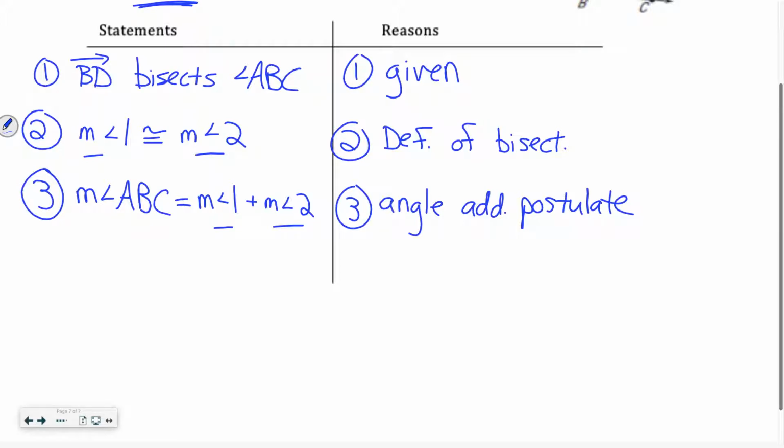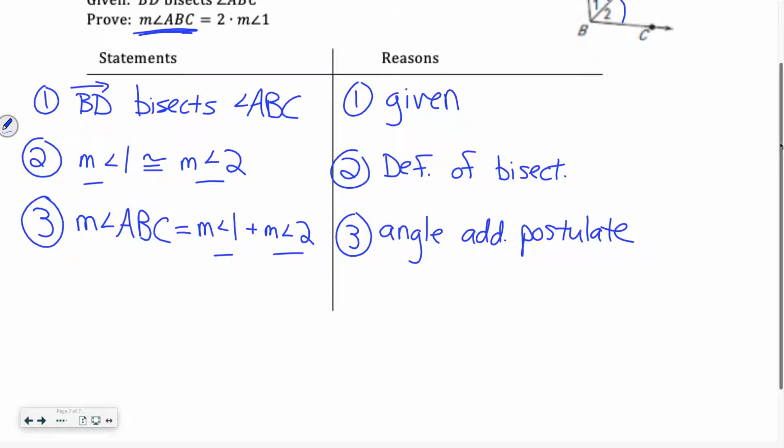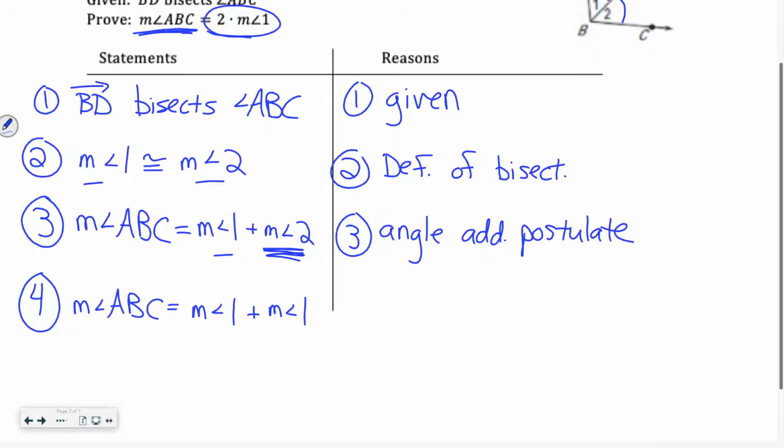We're going to try to replace one of them to say what we want to say. I went a little too far. We want to have two angle 1s on the right side. So what we're going to do is replace this angle 2. Measure of angle ABC is equal to the measure of angle 1 plus, instead of saying angle 2, we're going to say measure of angle 1 because those two things are equal to each other. So we replaced angle 2 with angle 1 because right here we said that they're equal. So this would be substitution because we replaced it.